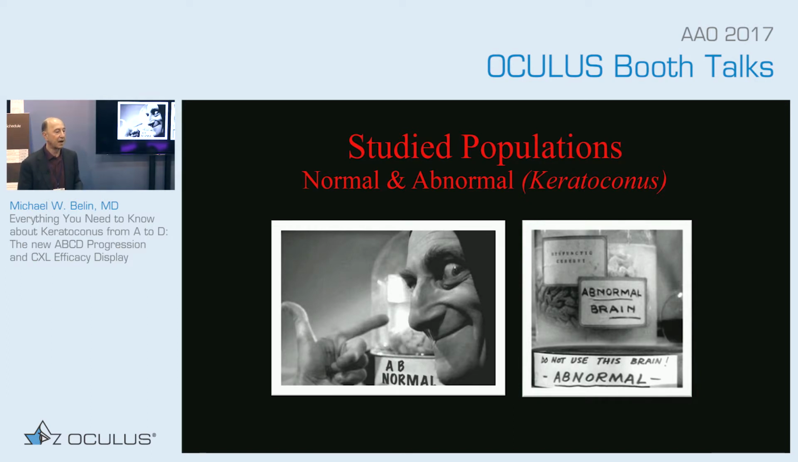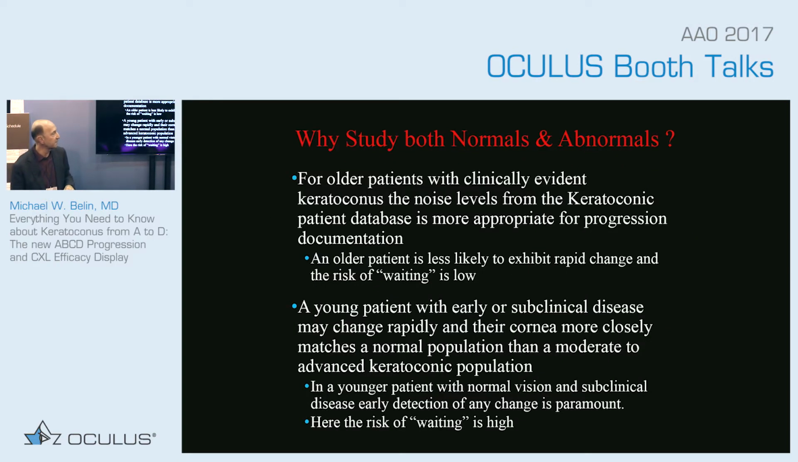Additionally, we decided we needed to do that with 2 distinct populations, and I'll explain why. We needed to do it in a normal population base and a keratoconic population base. The reason is that if you had a young patient with very early disease, those measurements more likely mimic a normal population with minor changes. If you have someone with advanced keratoconus, the noise levels are much higher on abnormal corneas. So we wanted to give you 2 different databases to choose from.